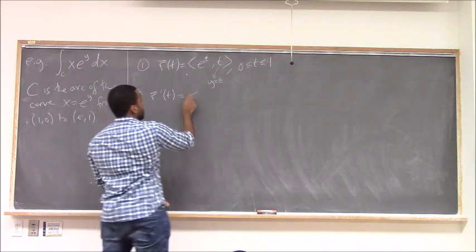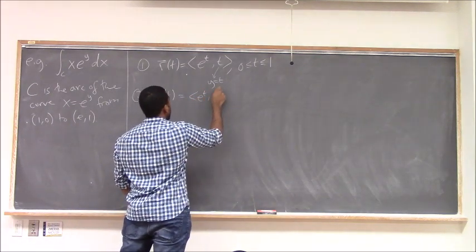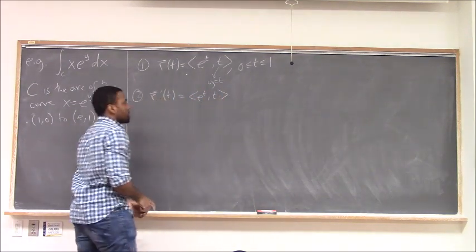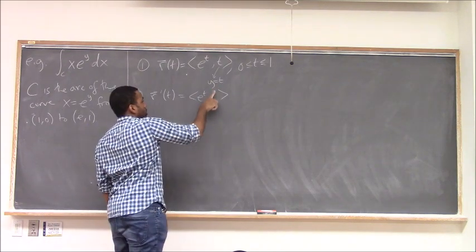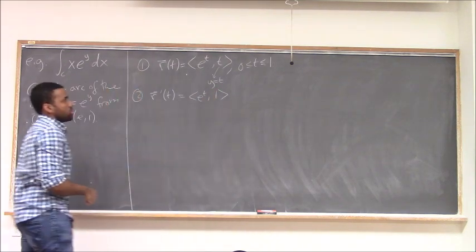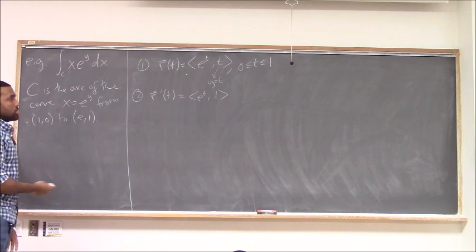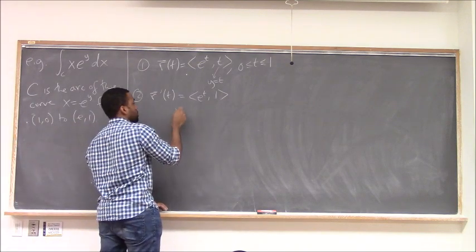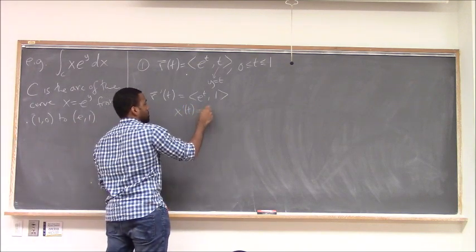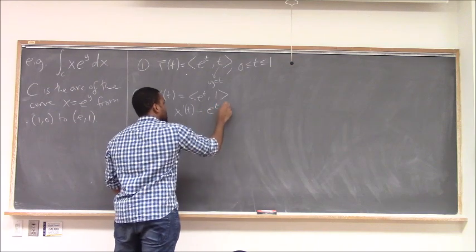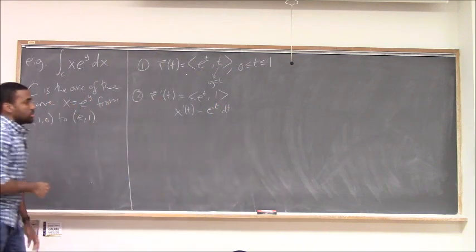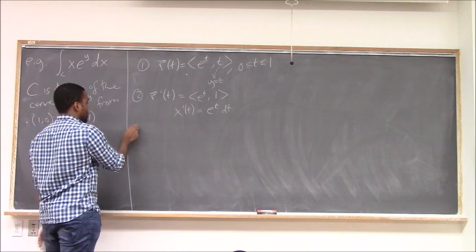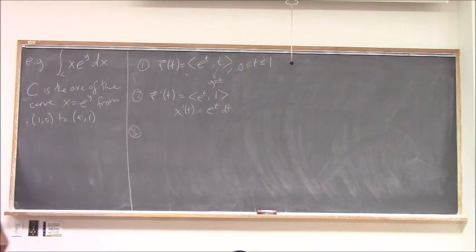So we'd find r prime, which in this case is going to be e to the t, 1. What do we actually need here, though? Just the x, right? We care about the x. That's e to the t dt. And so now what are we going to do? We don't find the magnitude for this one.